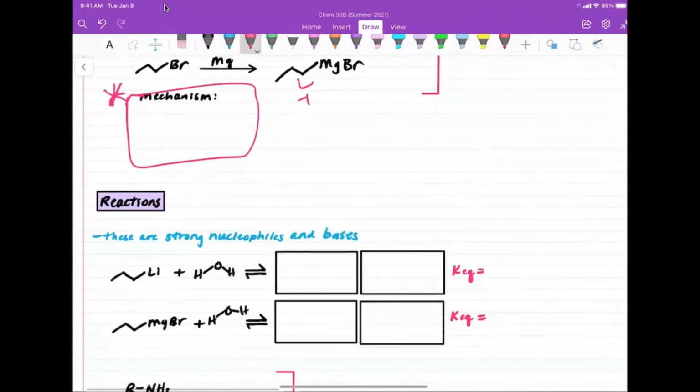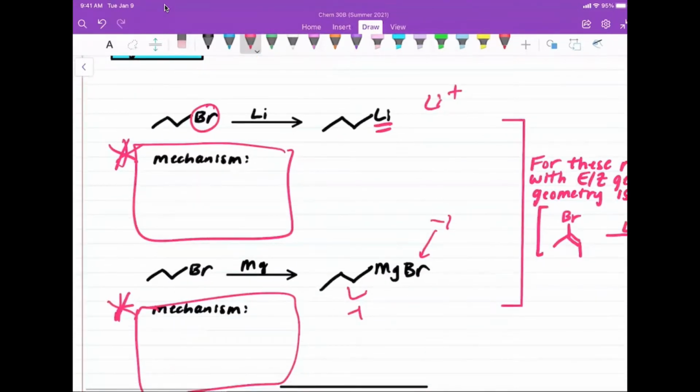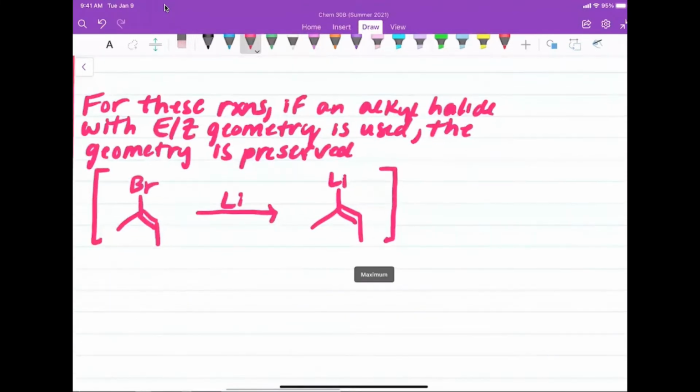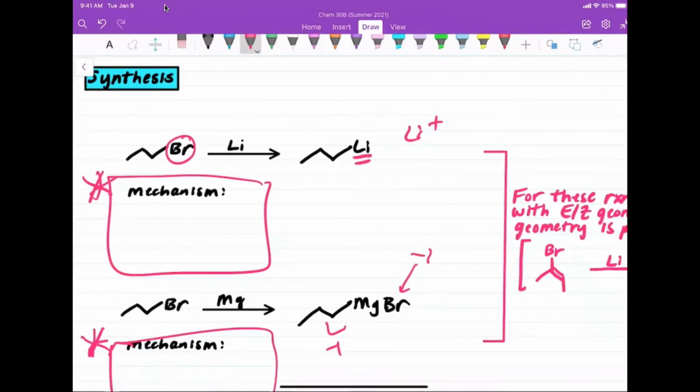Something that I want to point out about these reactions is that if you use an alkyl halide that has EZ geometry, that EZ geometry is going to be preserved. So here I did two alkyl halides that don't have an alkene, so obviously they don't have EZ geometry. But here's an example of what I mean. Because there's no limitation on the kind of alkyl halides in terms of the carbon atom it's attached to. The carbon atom attached can be sp3, it can be sp2. In theory, it could be sp. I think you'll see most commonly sp3 and sp2.